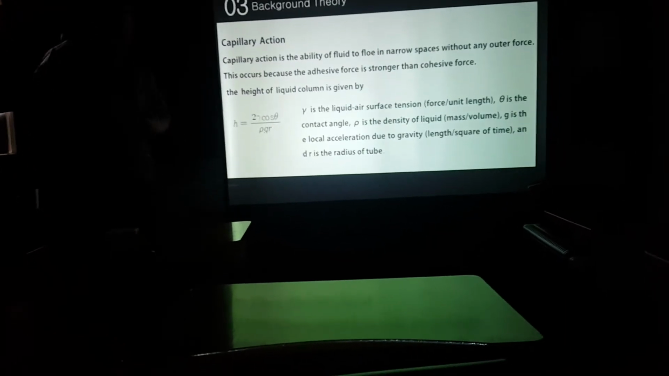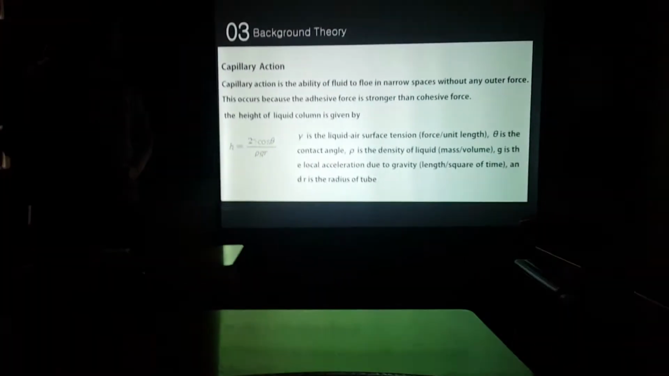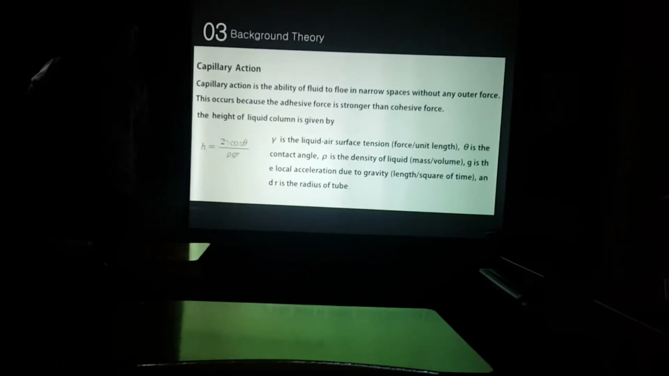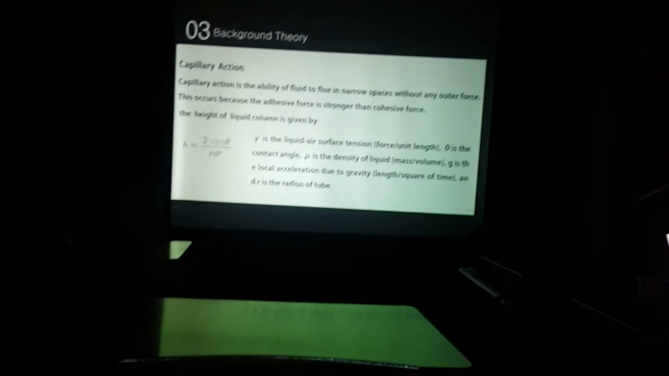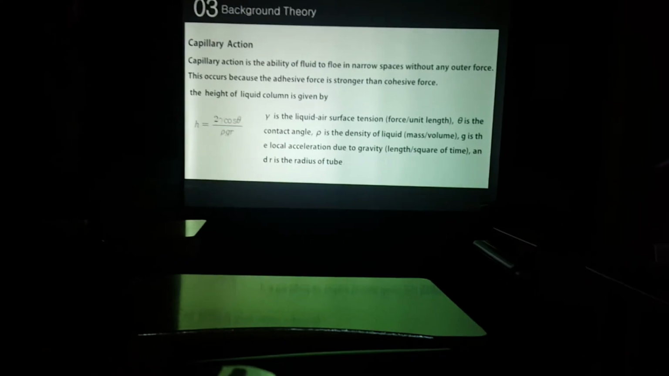Next, capillary action. Capillary action is the ability of fluid to flow in narrow spaces without any outer force. This occurs because the adhesive force is stronger than cohesive force. The height of the liquid column is given by h = 2 gamma cosine theta divided by rho g r. So the explanation is like this. Next, and this is the graph which is explaining the correlation between water height and capillary diameter.